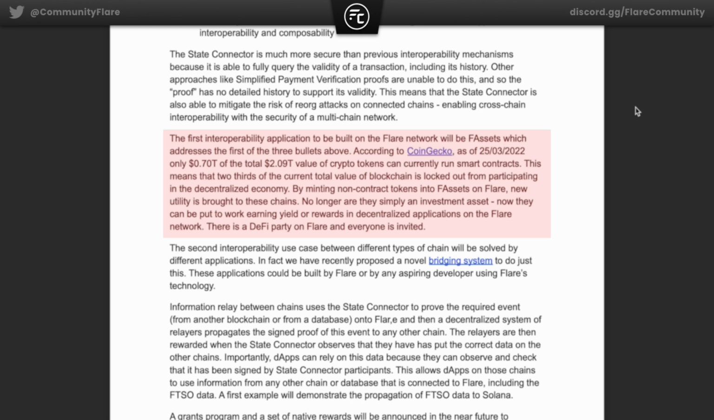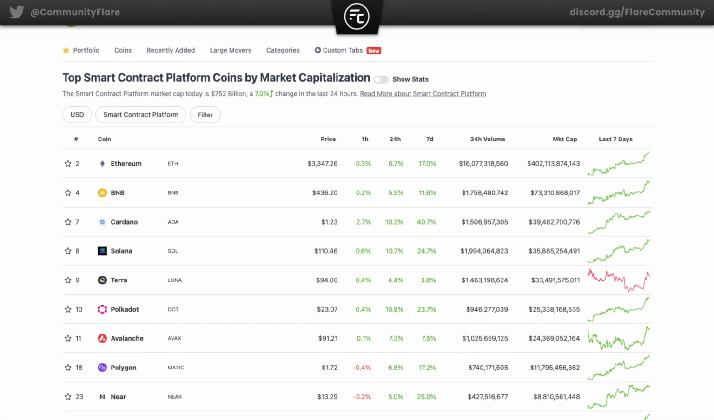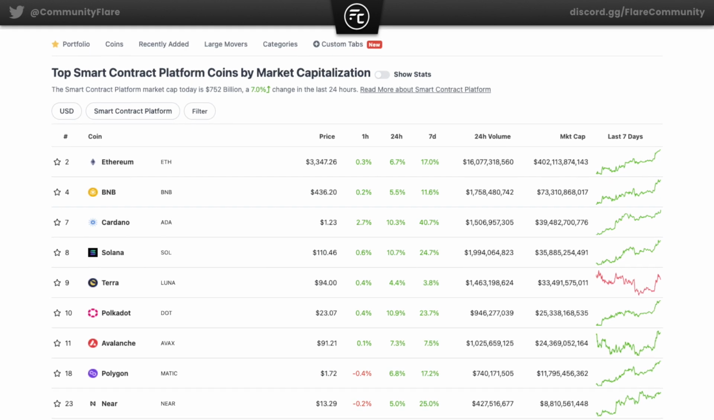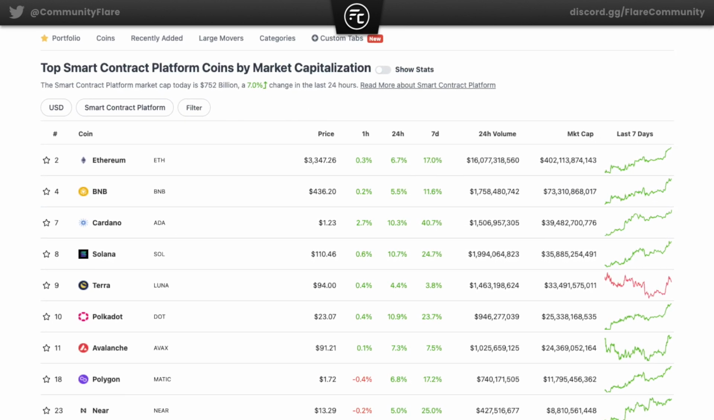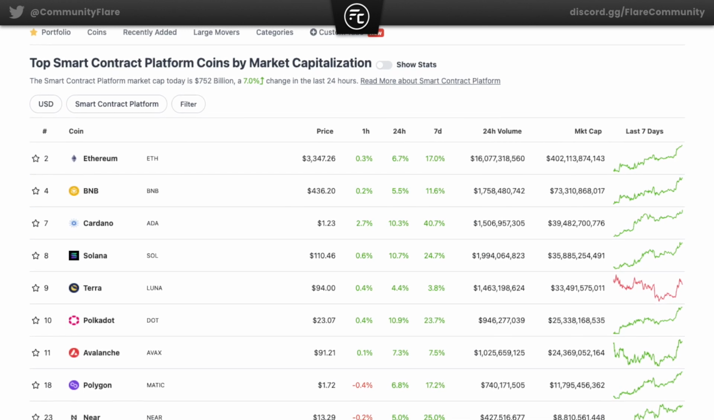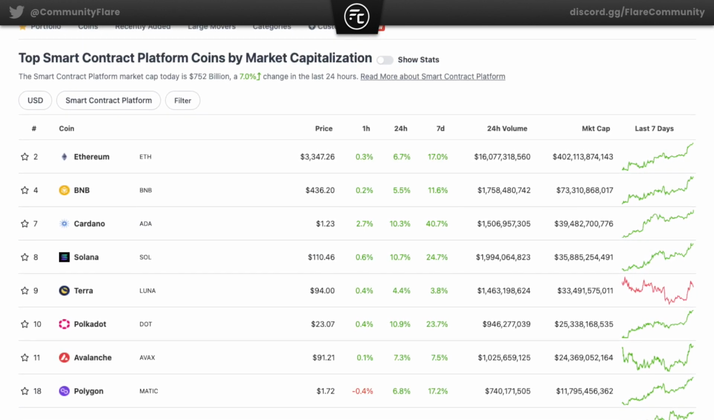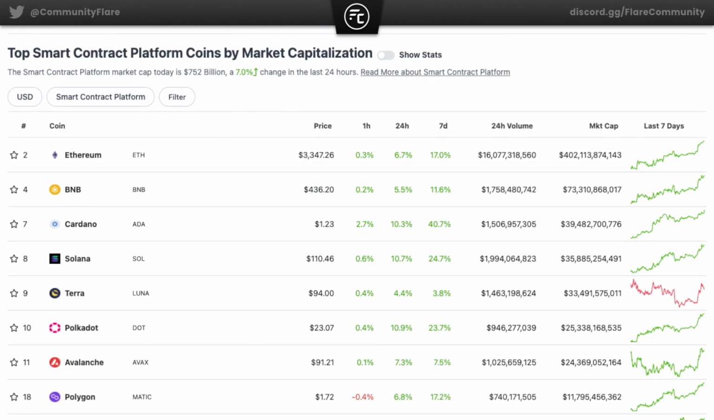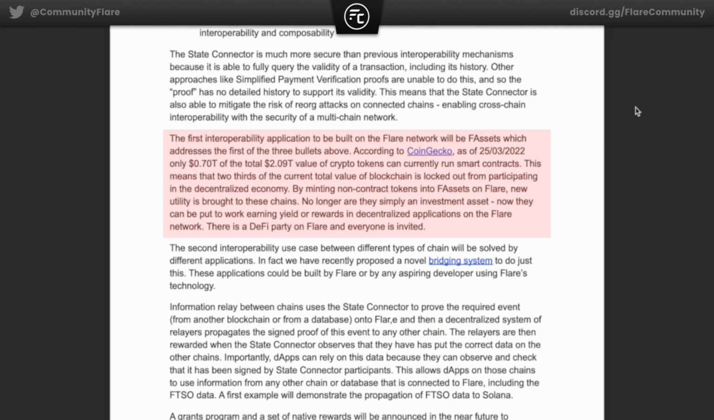Moving on, the first interoperability application to be built on Flare network will be the F asset system, which addresses the first of the three bullets above. According to CoinGecko, only 0.7 trillion of the 2.09 trillion value of crypto tokens can currently run smart contracts. This means that two-thirds of the current total value of blockchain is locked out from participating in the decentralized economy. And this was initially Flare's main audience, to target some of these blockchains which do not have this compatibility with smart contracts.